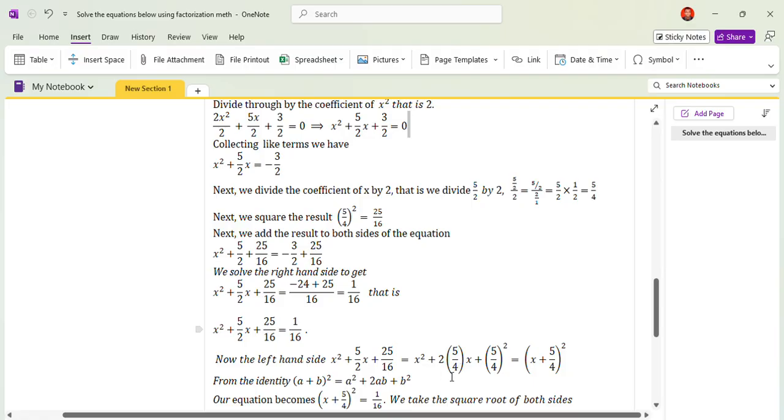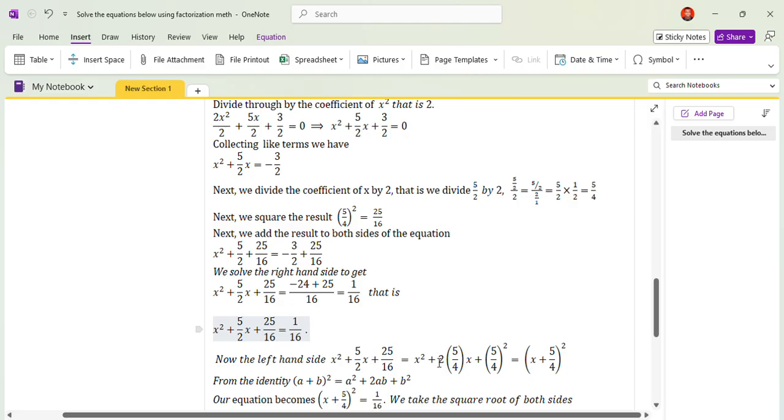Remember we said that we want to have a perfect square. This expression now is a perfect square. Why? Because this is x squared and this is 5 over 4 squared. Both are perfect squares. And this middle term is 2 times the square root of the last value, and the square root of this value is 5 over 4. So 2 times 5 over 4 will give us the 5 over 2 back.